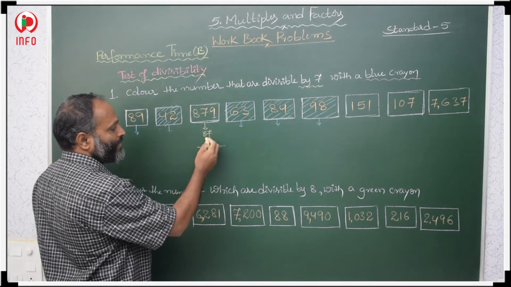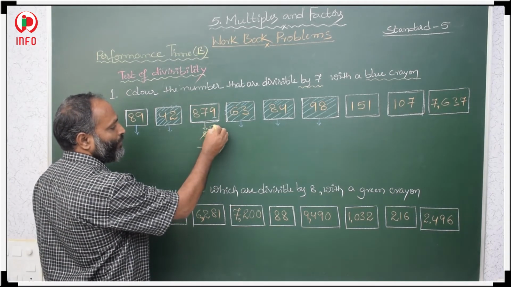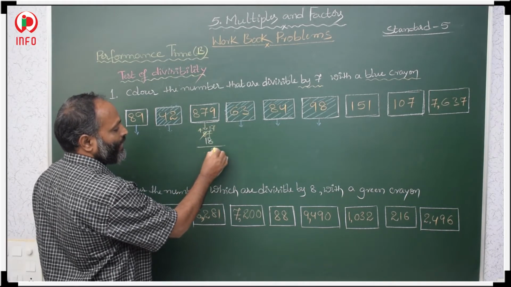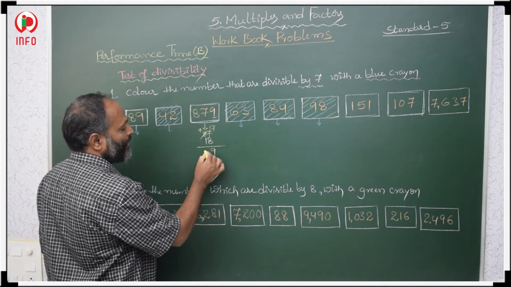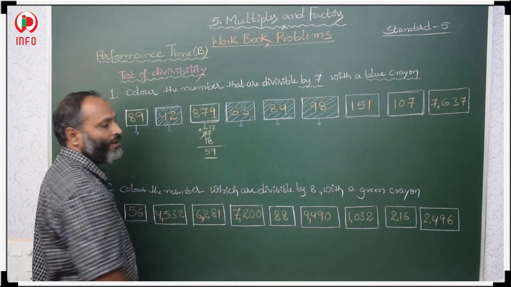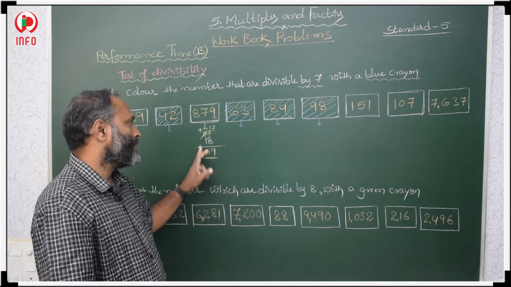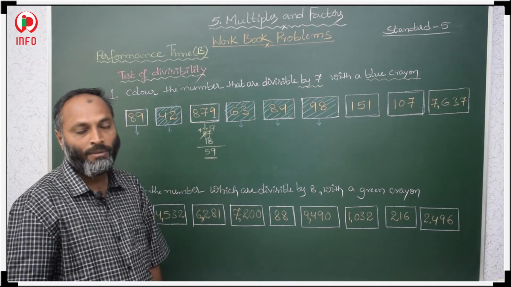Then 7 minus 8 is not possible, so take a borrow from here. Then you will get 17. 17 minus 8 is 9. 7 minus 1 is 5. 59. So the answer is 59. It is not divisible by 7. So this number is not divisible by 7.